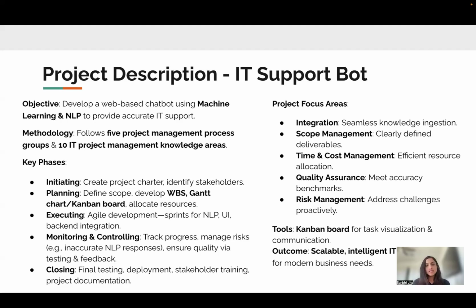So I'll discuss the key phases of our project. The first is initiating. We started by defining the project charter and identifying the key stakeholders. The second is planning. This phase involved defining the project scope, creating a work breakdown structure, which is WBS, developing a Gantt chart and Kanban board, and allocating resources. The third one is executing. The core development is driven by an agile methodology where we use sprints to work on NLP improvements, UI enhancements, and backend integration.